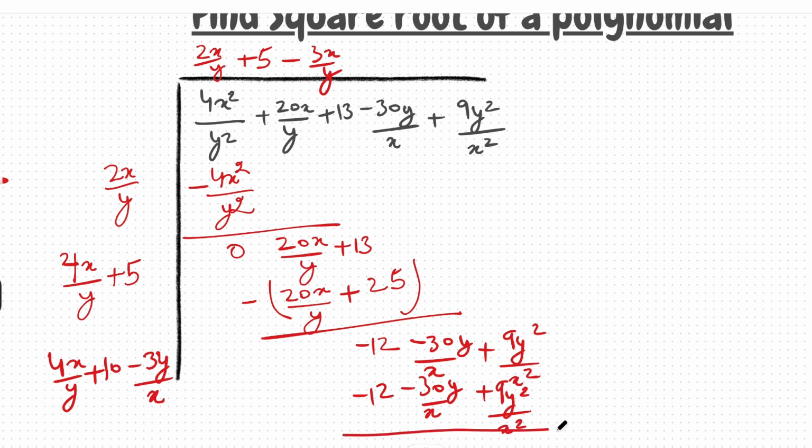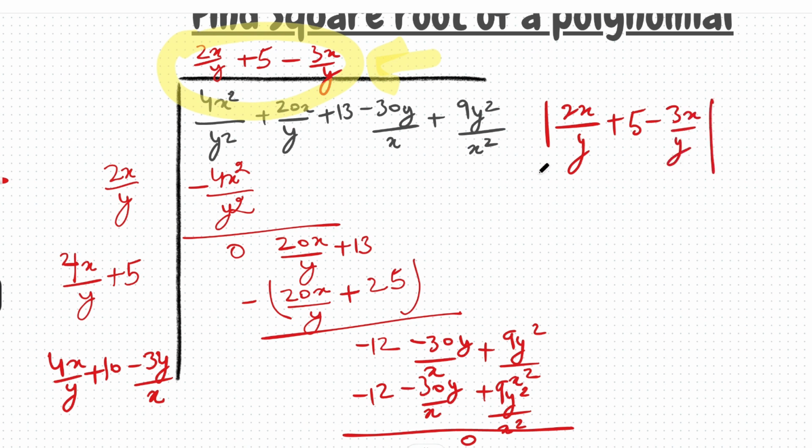And if we subtract this, we'll get 0. So this means that our answer is this one. So it means that our answer is plus minus 2x upon y plus 5 minus 3x upon y.